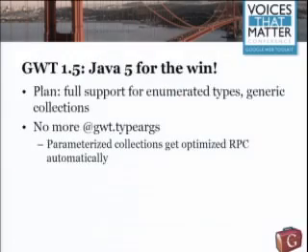GWT 1.5, the biggest thing they're working on is Java 5 support, finally. So now you can pass Java 5 code to the GWT compiler and it will work. Right now they're bogged down in enumerated types. How many people here knew that Java 5 enumerated types have mutable state?